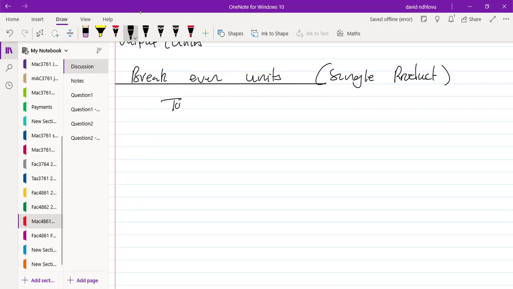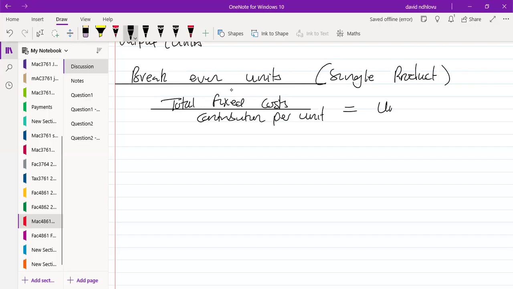It's our total fixed cost for a particular period, all of that divided by the contribution per unit. Then you get break-even units.